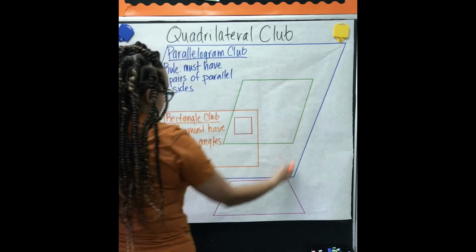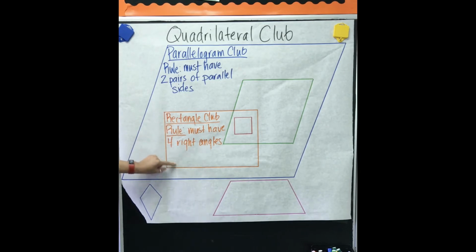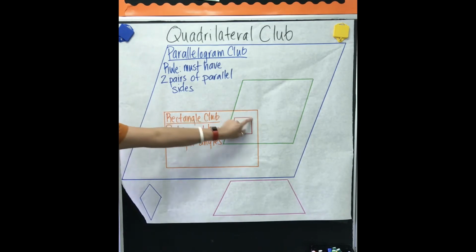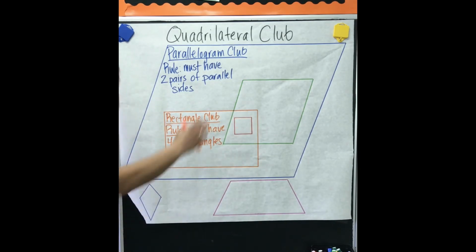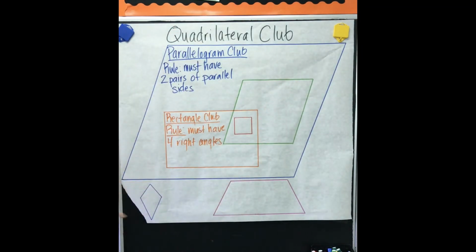This is a parallelogram, but it's not a rectangle. This is a rectangle because it has 4 right angles. We took this and we straightened it to make 4 right angles, okay? So a rectangle is a parallelogram, but a parallelogram is not necessarily a rectangle.